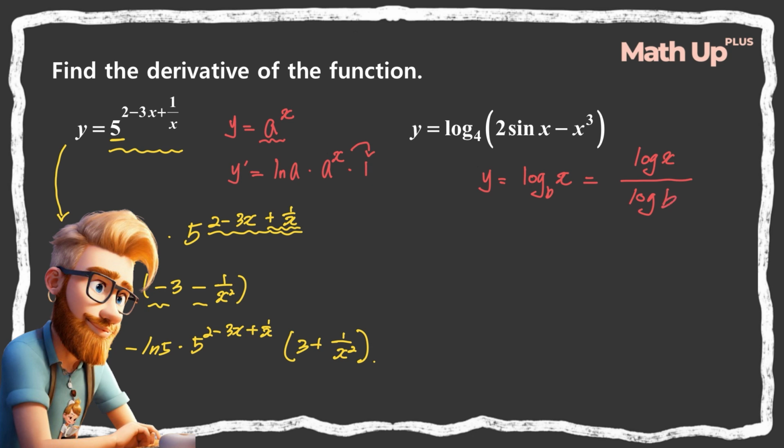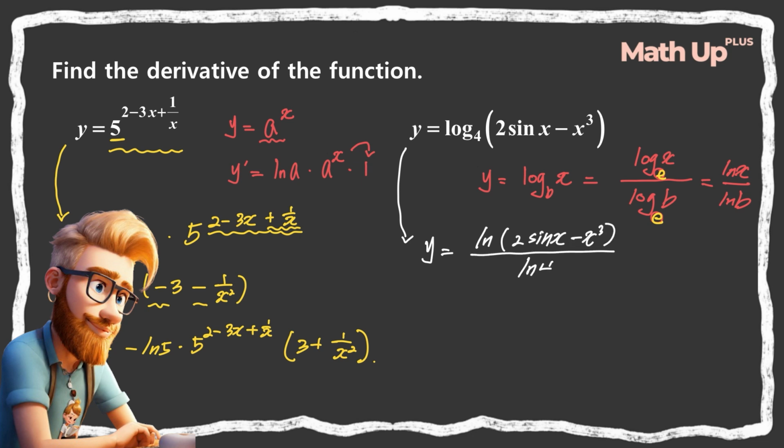For this base right here, it could be any base I choose. So if I write e here, then this is going to be equal to natural log x over natural log b. This is called the change of base formula. So this function can be written as y is equal to natural log of 2 sine x minus x cubed over natural log 4. And since natural log 4 is constant, this is just a number, okay?